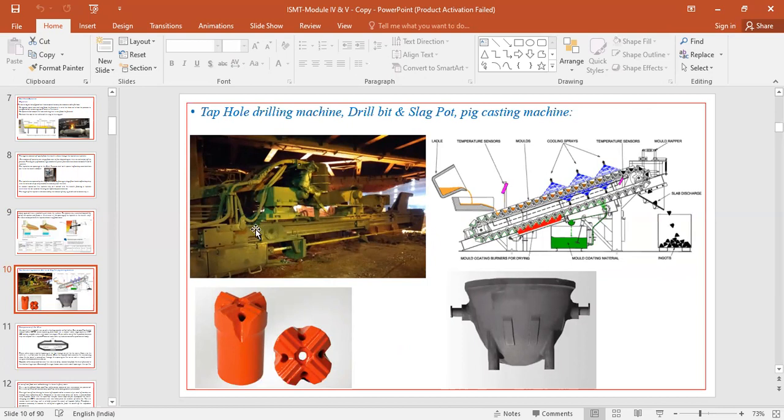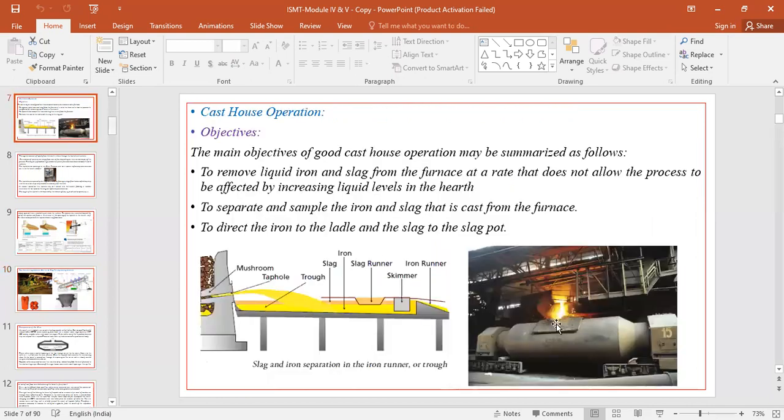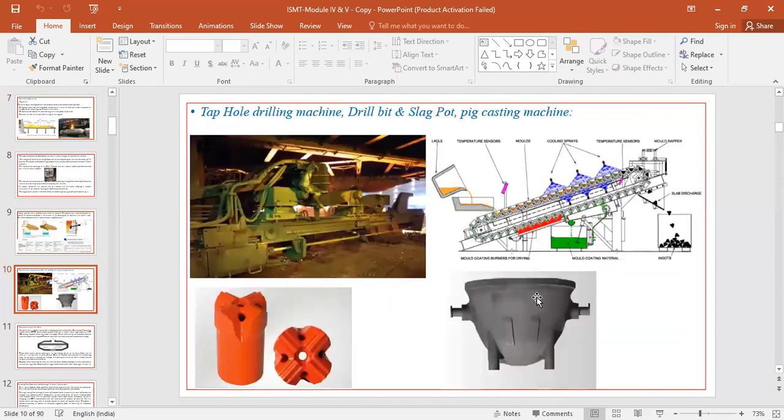And this is the tap hole drilling machine. This is the drill bit, which is arranged on this lancing system at the front, and this will basically drill the tap hole during the tapping condition. You can also see some of the other pictures, like this is the slag pot. We have already seen the torpedo ladles where the hot metal is collected. Similarly, the other liquid product, that is slag, which is formed, will be collected into the slag pots. So a slag pot looks like this.